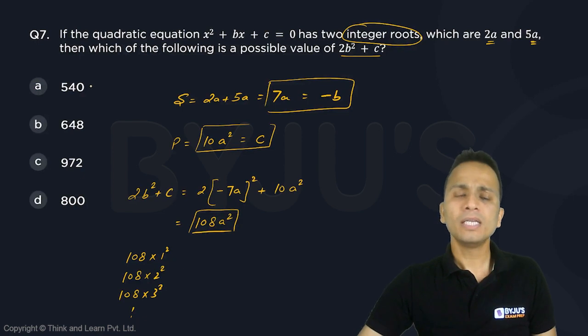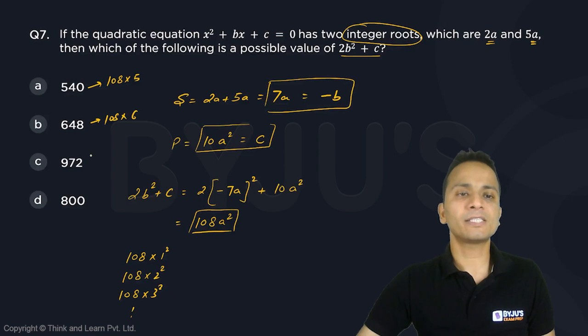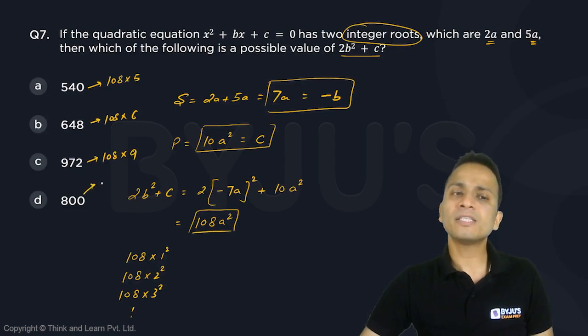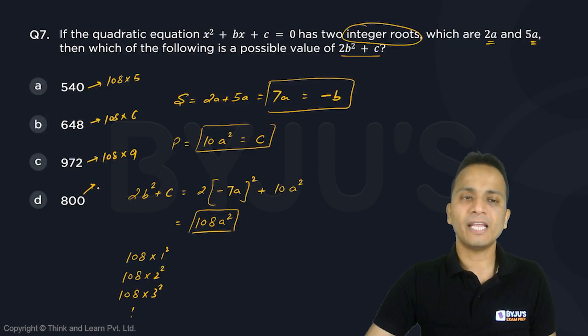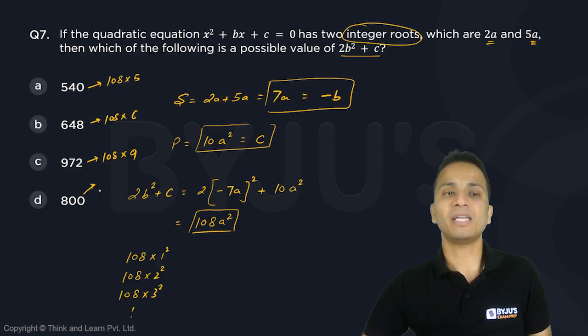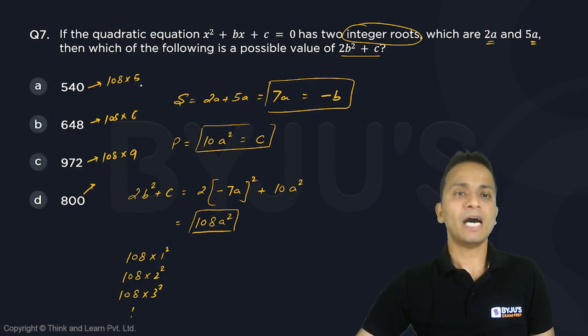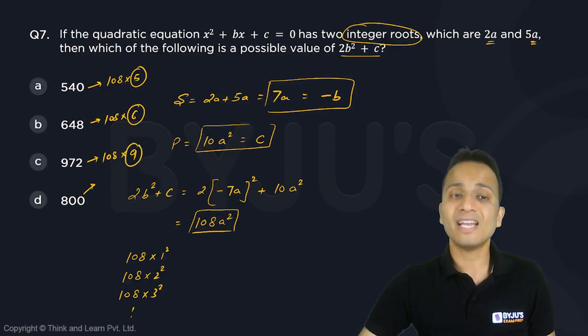Okay. Now among the options, the first option 540 is basically 108 multiplied by 5. The next option is 108 multiplied by 6. The next option is 108 multiplied by 9, and this option is not a multiple of 108. The last option is not a multiple of 108. Okay, now out of these, 5 is not a perfect square, 6 is not a perfect square, 9 is a perfect square.